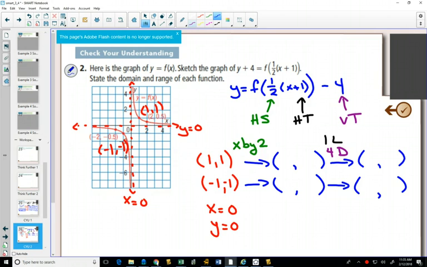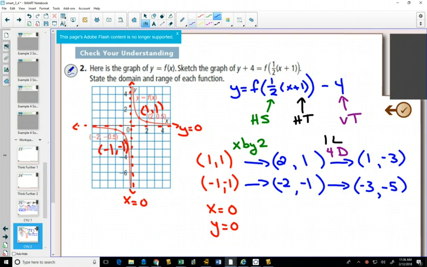Again, take your time with your mental math. Multiply your x coordinates by 2. Check your answers as you go that you're not forgetting negatives or adding negatives. Then move them 1 left and 4 down. And we get our new points.